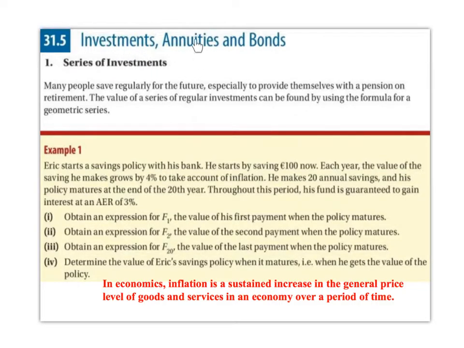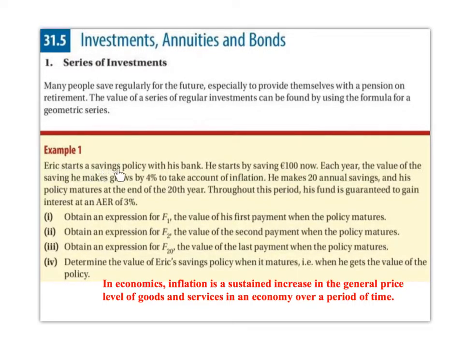Investments, annuities, and bonds. Part 1. Series of investments. Many people save regularly for the future, especially to provide themselves with a pension on retirement. The value of a series of regular investments can be found by using the formula for a geometric series.